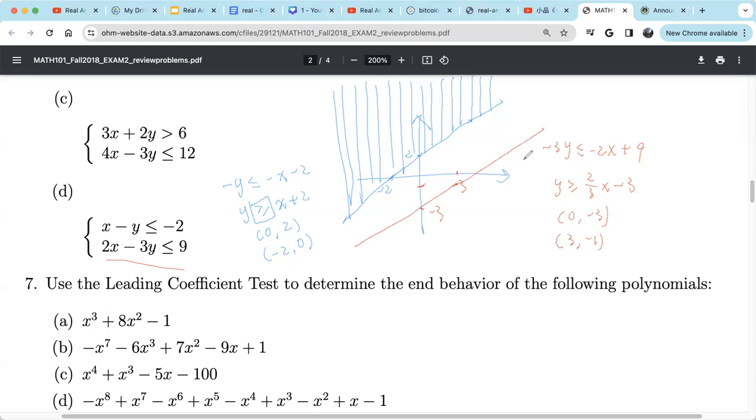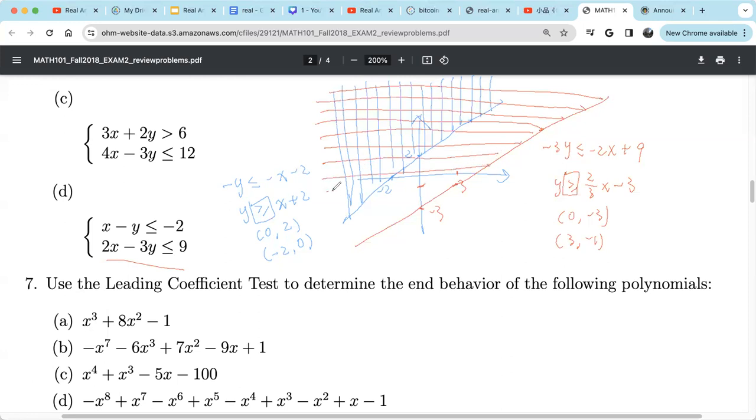Then I look at the inequality, which is greater than, so I'm going to shade like this. Of course, this keeps going. You see the grids? The area of the grids is the solution set. We just put an S here. You see this part won't be in the solution. This part won't be in the solution. Only the intersection. All right, I'm going to take a little break.